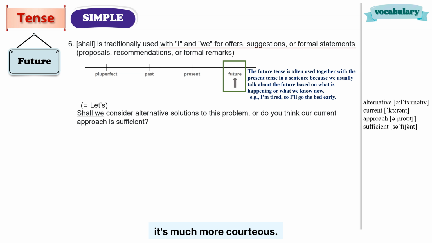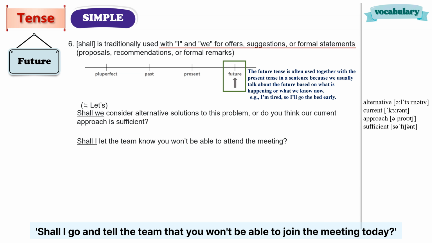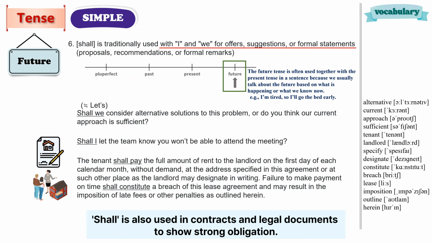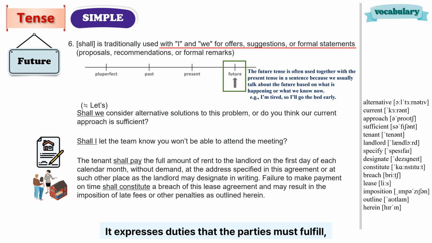It's much more courteous. Shall I go and tell the team that you won't be able to join the meeting today? Again, it sounds polite and considerate. Shall is also used in contracts and legal documents to show strong obligation. It expresses duties that the parties must fulfill, and failure to do so can be considered a breach of contract. In legal writing, it is used to clarify enforceable obligations.